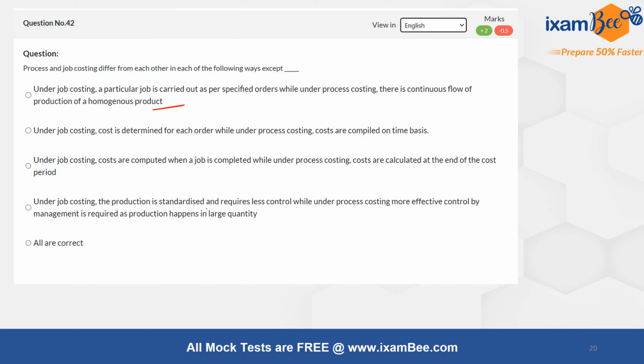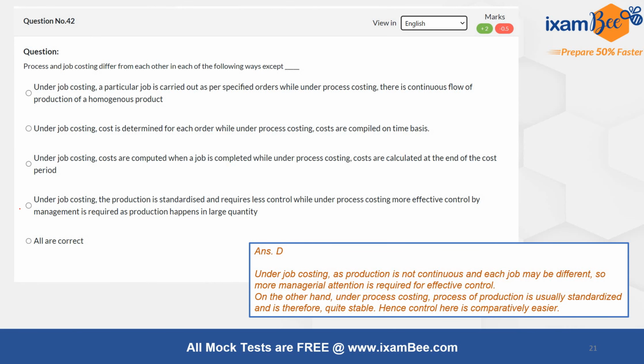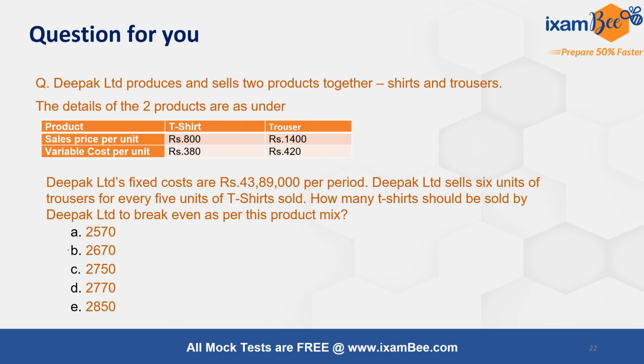Under job costing, the production is standardized and requires less control, while under process costing, more effective control by management is required as production happens in large quantity. Or all of the statements are correct. The correct answer is D. Actually, it is vice versa. In job costing, there is less standardization and more customization, while in process costing there are a lot of standardized processes being followed. Those were the questions from the scholarship test.